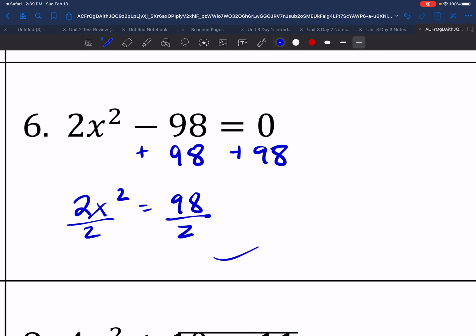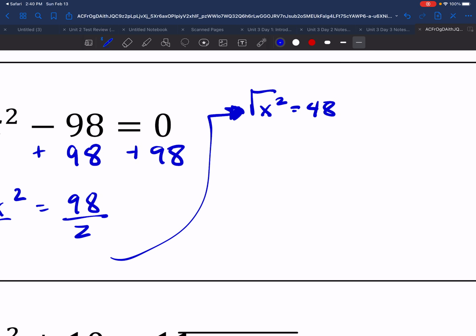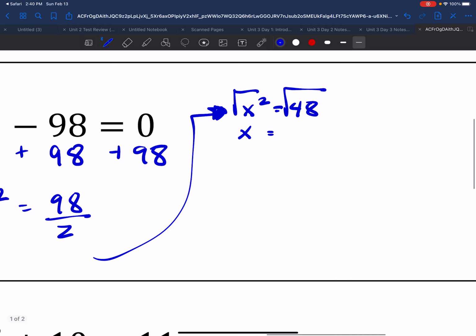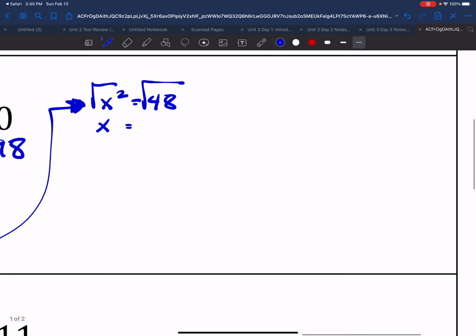And I'm left with, I'm just going to move it over here, x squared is equal to 48. And then I need to take the square root on both sides. So I'm left with x on the left side, which is equal to, okay, I don't know what the square root of 48 is. So we need to go back and simplify this. So I'm left with, okay, 48.